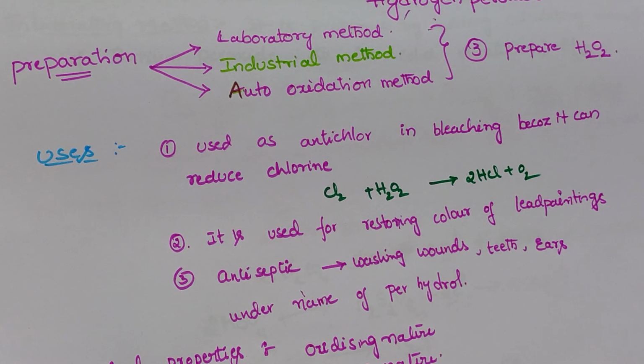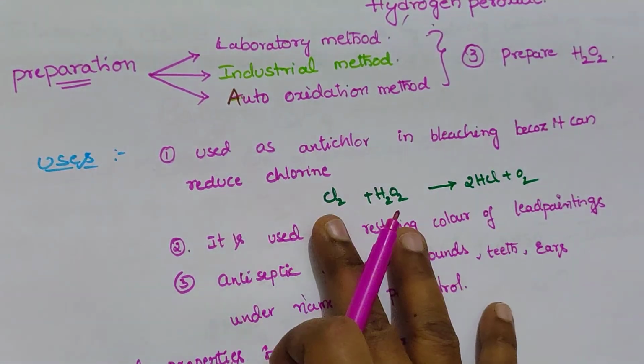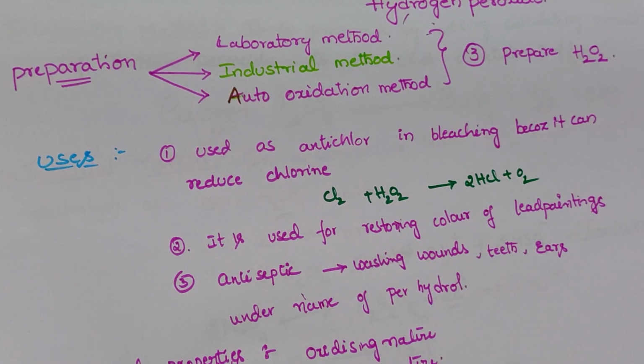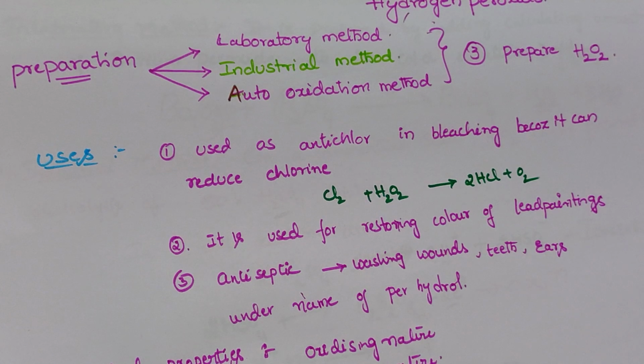These are the physical properties of hydrogen peroxide. These three are the preparations, and these are the uses, and the next one is the physical properties. The next video is on chemical properties. Please watch that video also. Thank you.